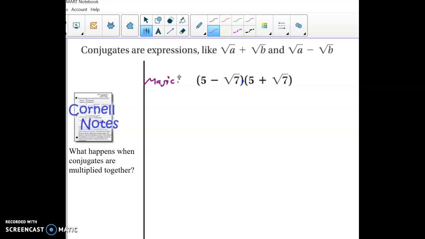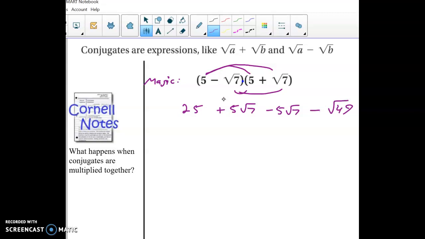Magic. All right, here we go. So multiply these together. That's 25. 5 times positive radical 7. Negative radical 7 times 5. And then radical 7 times radical 7 is radical 49. And I think it's going to be a minus there because we have negative times positive.